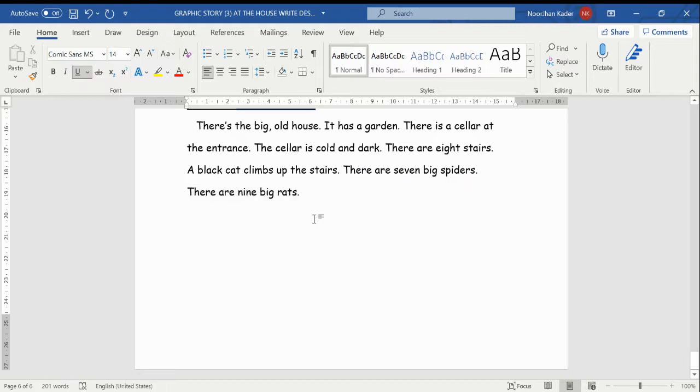Okay, there are 9 big rats. Or you can also write there are 9. There are 9 big rats. There are 7 big spiders. There are 9 big rats in the cellar.